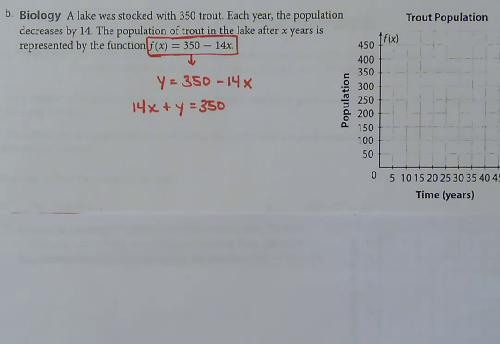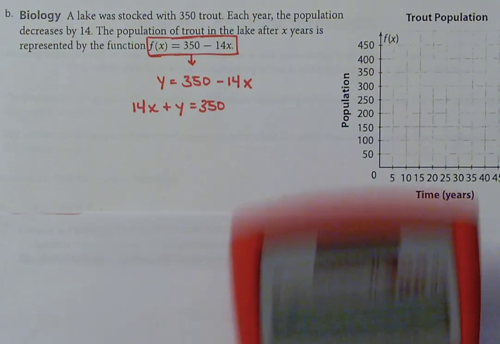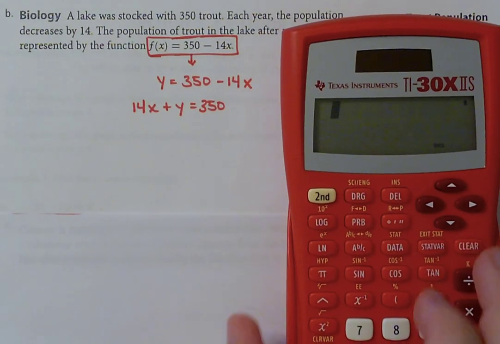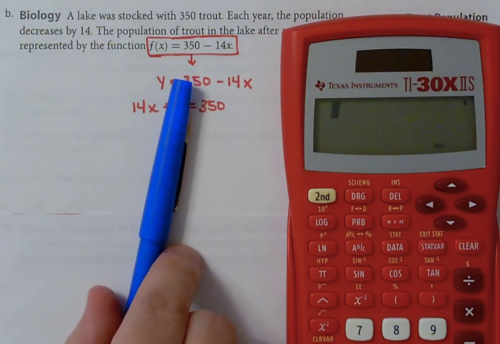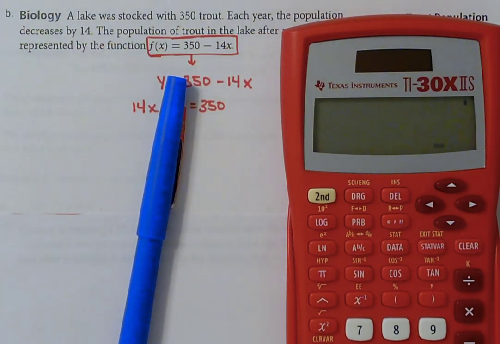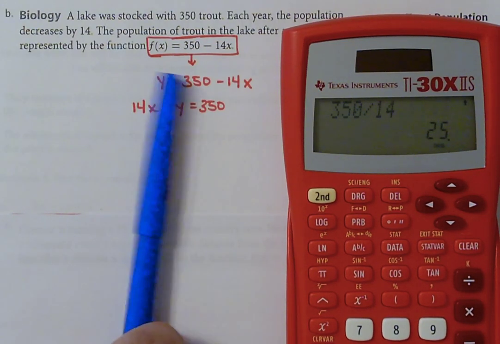Now that should be more familiar to what we have talked about and how we found the X and Y intercepts. So again, we're just going to use the cover-up method and use our calculator to figure out my X and Y intercepts. So if I cover up my y values, I have 14x equals 350. So that means I'm going to do 350 divided by 14. And my x-intercept is going to be 25.